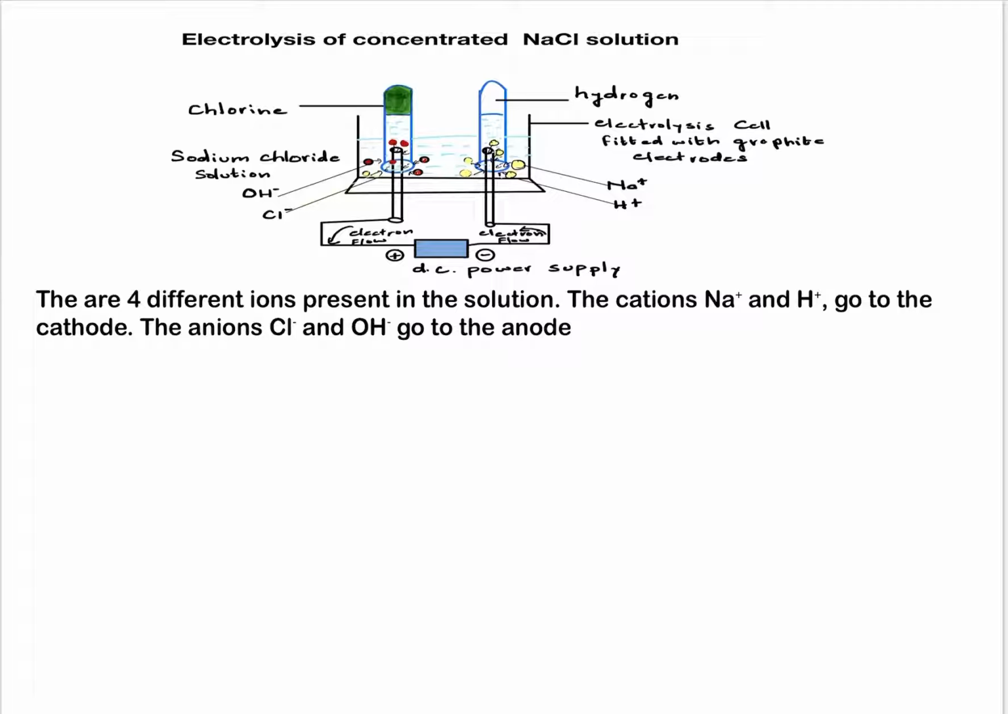Now, we study electrolysis of concentrated sodium chloride solution. Here is a simple diagram showing the movement and discharge of ions in the electrolysis of concentrated sodium chloride solution. There are four different ions present in the solution. The cations, sodium and hydrogen, go to the cathode. The anions, chloride and hydroxide, go to the anode.